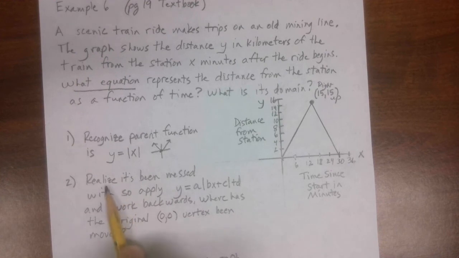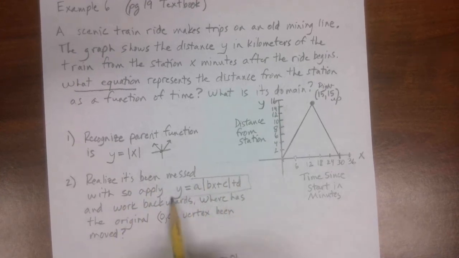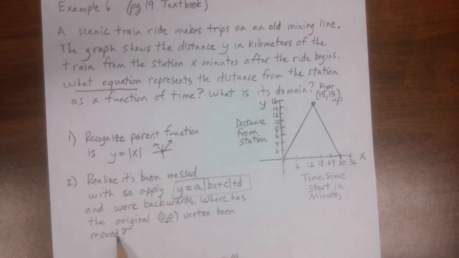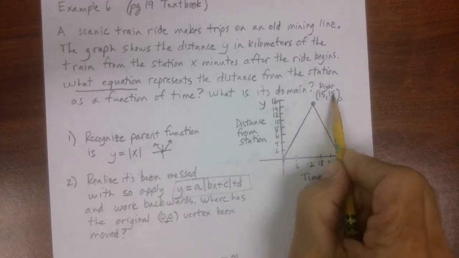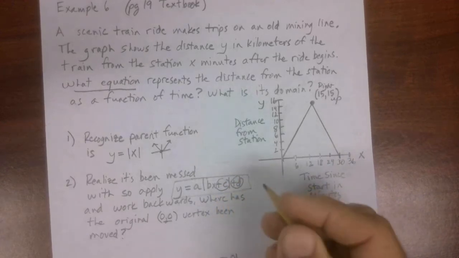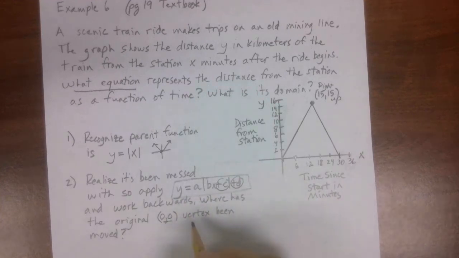So realize it's been messed up, so apply these rules to the absolute value and work backwards. Where was the original vertex? That's this point. Where's it been moved? Well, we said right 15, up 15. So we know we can make the adjustment here and here based on what we've been learning. Everything else we don't really know about. Now B, like I said before, they're not going to mess with that too much.